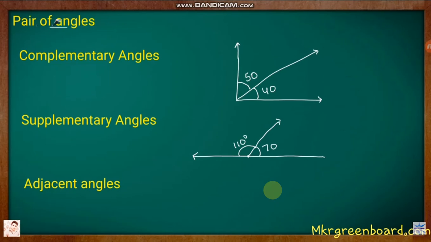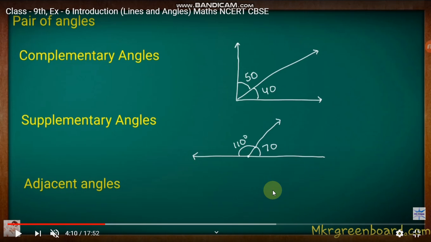Next one is pair of angles. Pairs of angles can also be called CSA angles. What are CSA angles? Complementary angles, supplementary angles, and adjacent angles. So let's discuss them one by one.